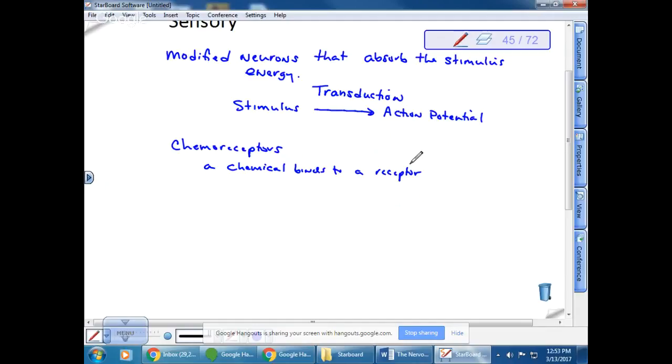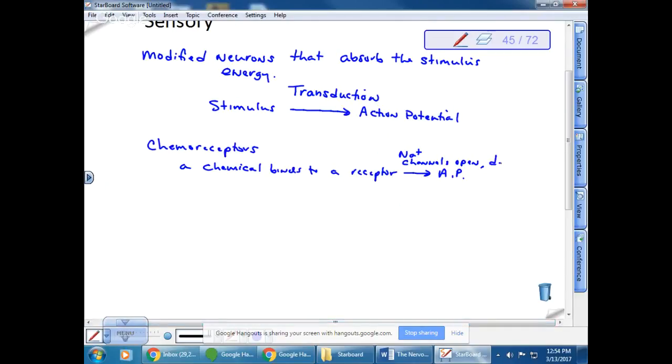Okay. So this is the process of transduction. So they turn this into, I'll just put AP, which is action potential. So that binding to a receptor, actually, I'll write, sodium channels open. And depolarization occurs. Okay. So our sensory receptors that are responsible for taste and smell are examples of chemoreceptors.